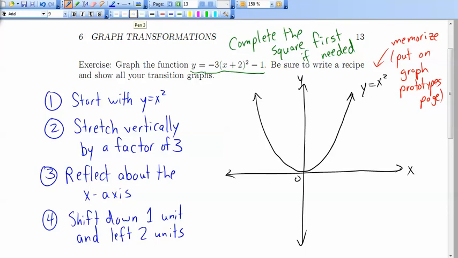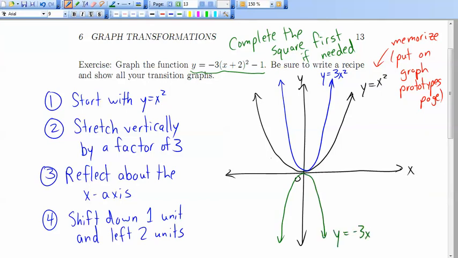We're going to stretch it vertically by a factor of 3, so it's going to become a lot taller. So all the y coordinates are going to get multiplied by 3. So that's y equals 3x squared. Next thing that happens in step 3 there, we reflect it about the x-axis. So we're going to take that blue graph and reflect it about the x-axis. That's y equals negative 3x squared.